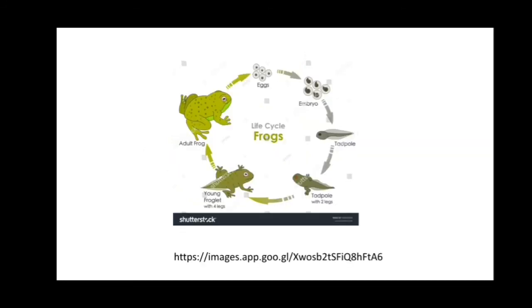Here you can see again in this slide the life cycle of the frog. The eggs, after that the embryo, and the embryo develops into a tadpole, meaning the larva with 2 legs. Again, the larva becomes a small froglet, a young froglet having 4 legs, and this adult frog has 4 legs and no tail. So the tail is there in the larval form, not in the adult.